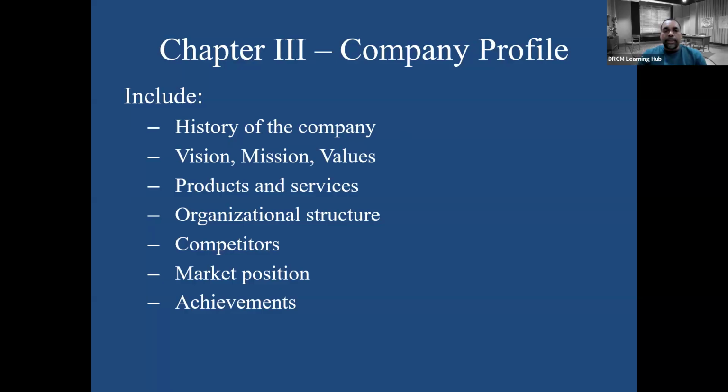Everything is available on their website, or else you can search somewhere. You need to write what their vision, mission and values are. Next, what they are dealing with, what products and services they are dealing with. Next, what is their organizational structure? Like CEO, director, board of directors, what the hierarchy is, CEO, after that director, like that. Whatever structure is there, you can mention that.